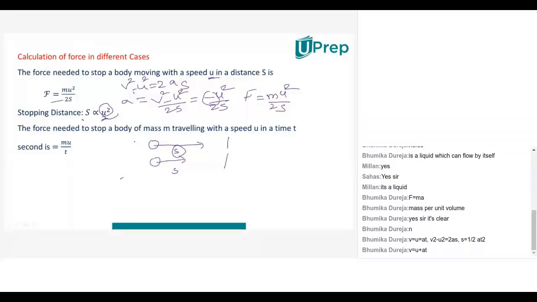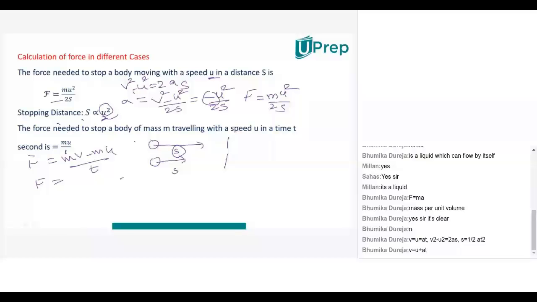Now see here. F is equal to what is the equation? (mv minus mu) by t. So F is equal to (mv minus mu) by t, where v means final velocity. Is v the final velocity or not? Yes, sir.